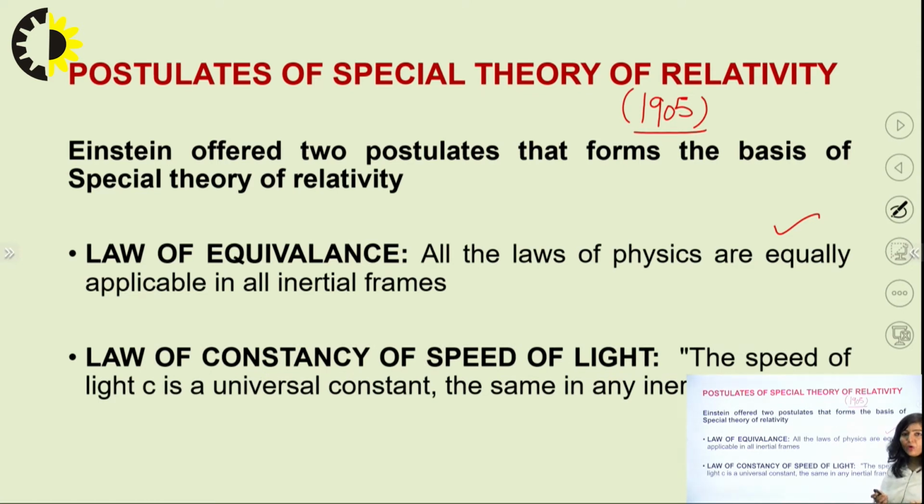The second one, on which this special theory of relativity is based, which is the main idea behind relativity, is the law of constancy of speed of light. According to this, the speed of light, represented by c, is a universal constant and has a constant value in all inertial frames. And I am 100% sure that everyone knows the value of the speed of light, which is 3 into 10 raised to power 8 meter per second.